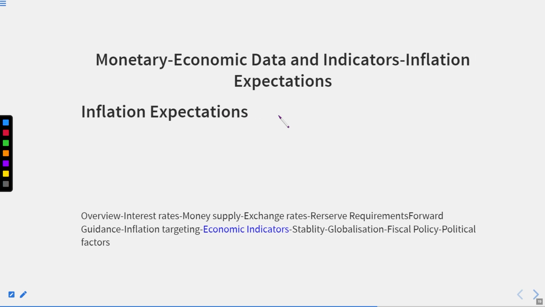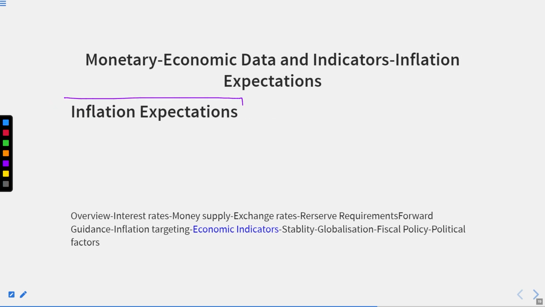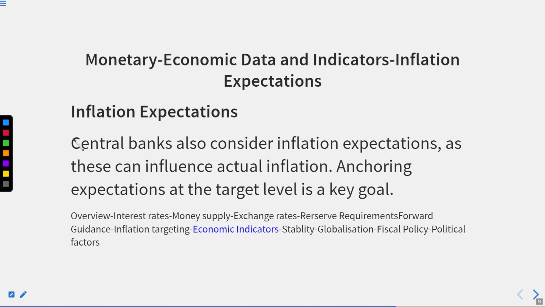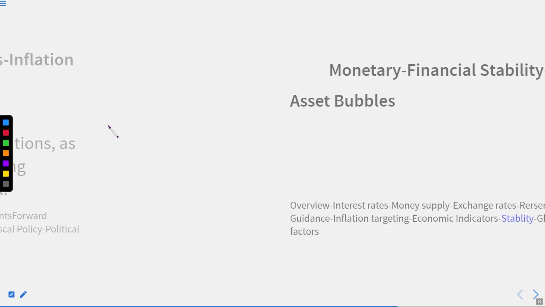All right. Thereafter, we have inflation expectations. What do you mean by this? Central banks also consider inflation expectations as they can influence actual inflation. Anchoring expectations at the target level is a key goal. Not only do they focus on these parts, but they also focus on inflation, both current and expected.